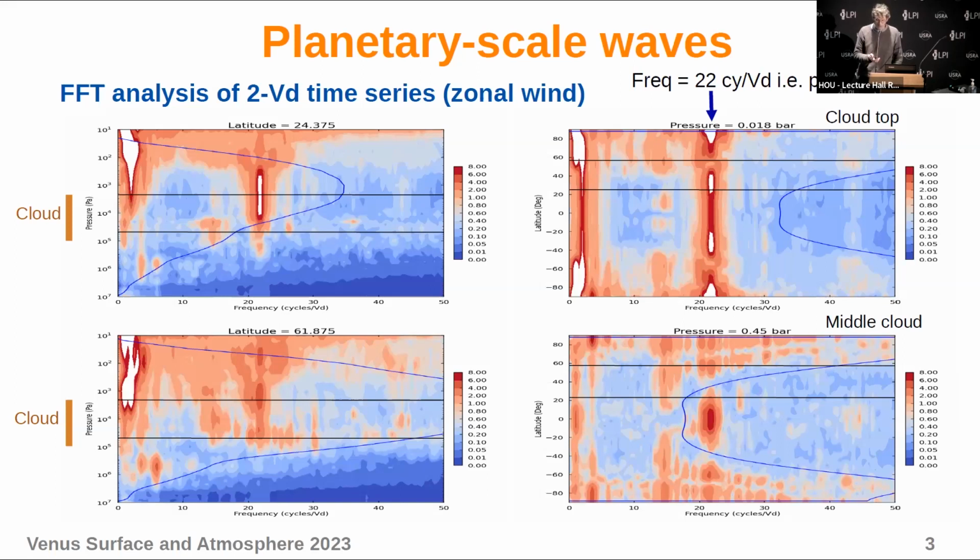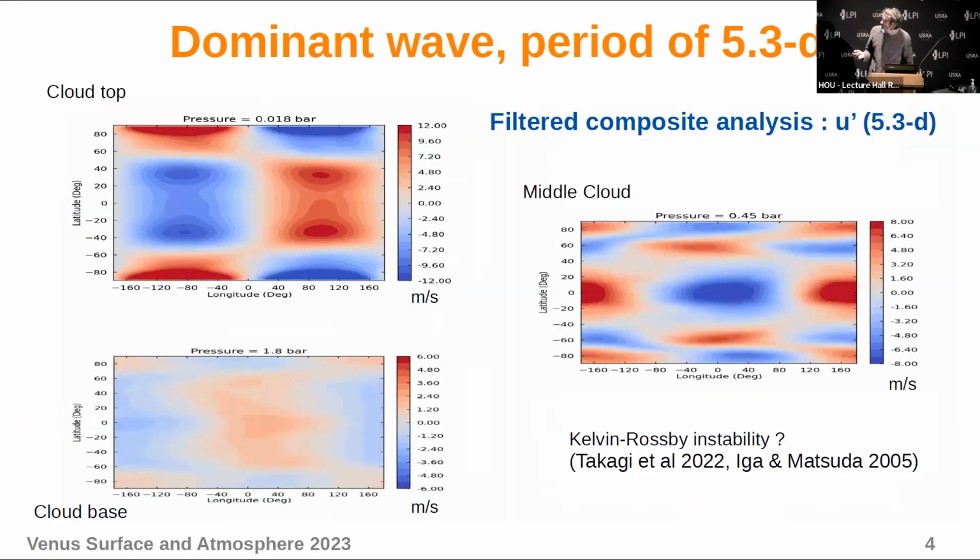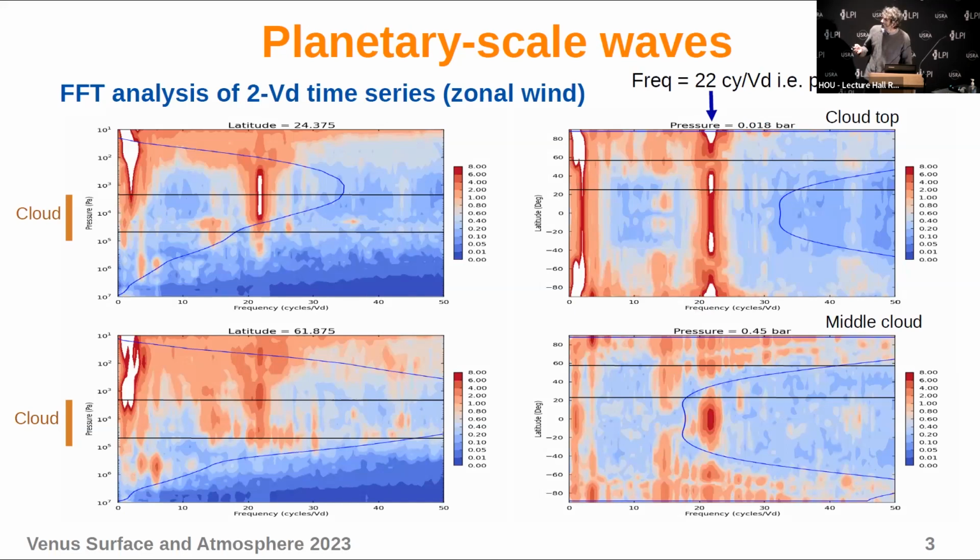So you can see that the dominant period is about 4.3 Venus days, which is visible both in the vertical cut that you see on the left and in the horizontal cuts that you can see on the right, at cloud top level or in the middle cloud. On the left, you've got two different latitudes, 24 and roughly 62 degrees latitude. Okay, so I will just discuss this wave pattern.